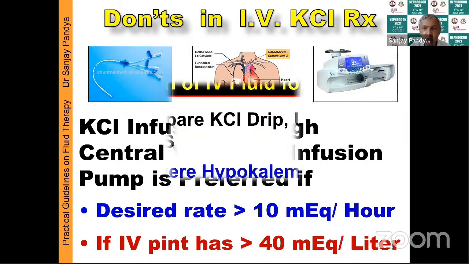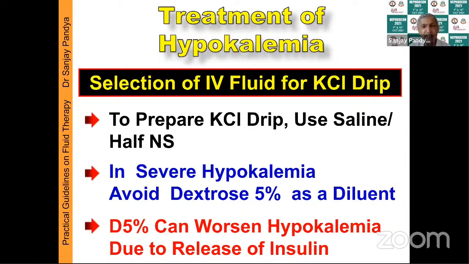We need to keep in mind that when we are preparing an infusion drip, which fluid will you use? The answer is that we routinely use saline and/or half normal saline. But remember, don't use 5% dextrose as a diluent, because when dextrose-containing fluid is infused, especially rapidly, it will stimulate insulin, and this insulin will shift potassium from the extracellular to the intracellular compartment and will aggravate pre-existing hypokalemia.